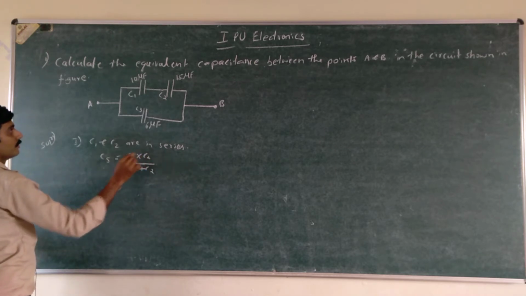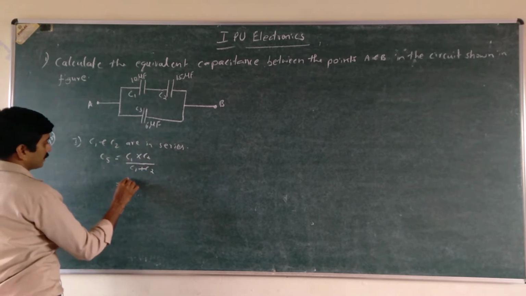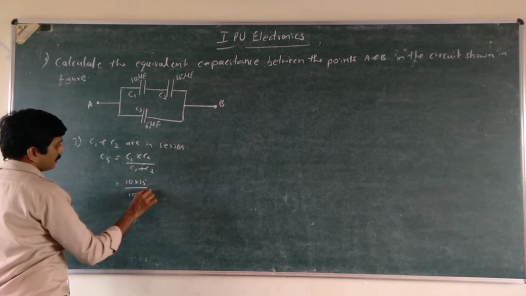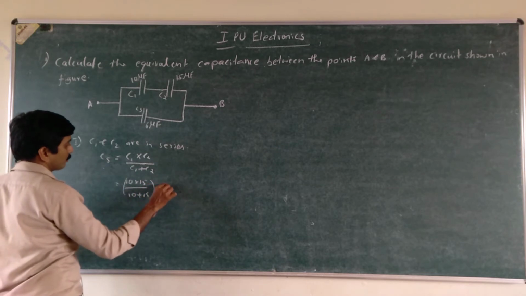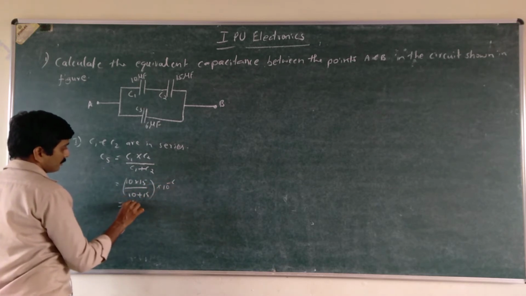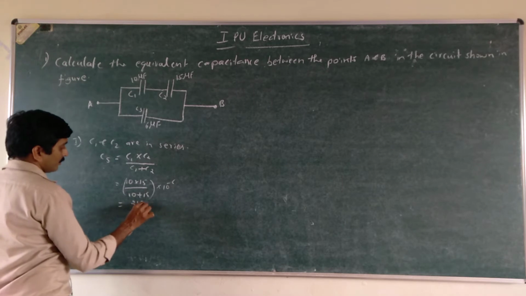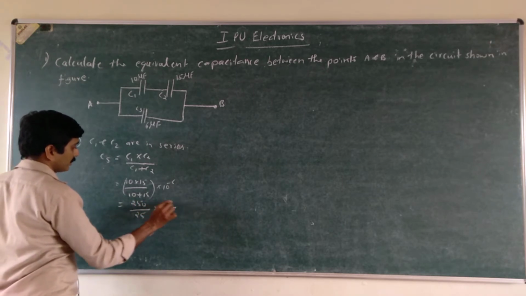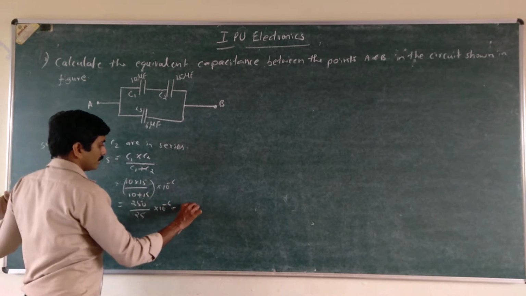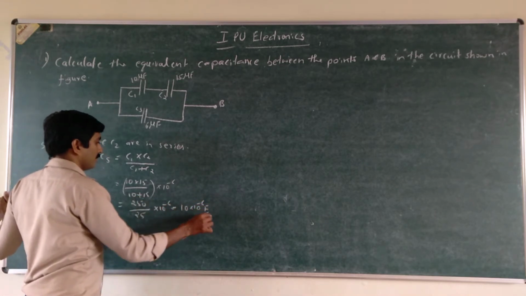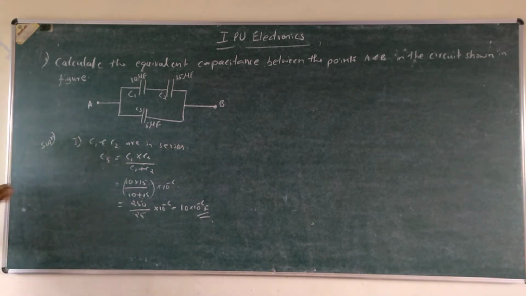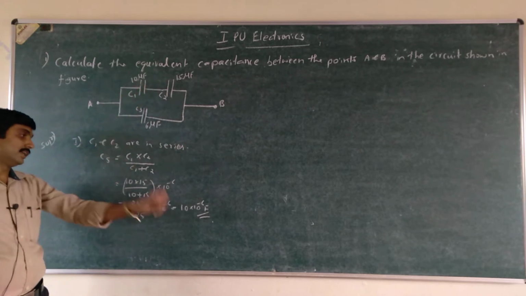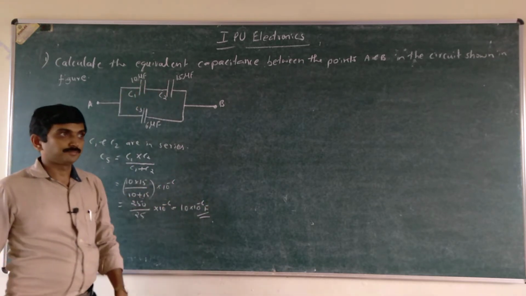So this is equal to C1 into C2, 10 into 15, divided by 10 plus 15, whole multiplied by 10 to the power minus 6. So 250 divided by 25 into 10 to the power minus 6 is equal to 10 into 10 to the power minus 6 farad, or 10 microfarad. So the effective capacitance of the series combination of 10 and 15 is 10 microfarad.